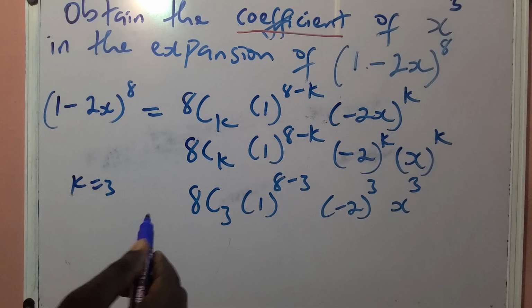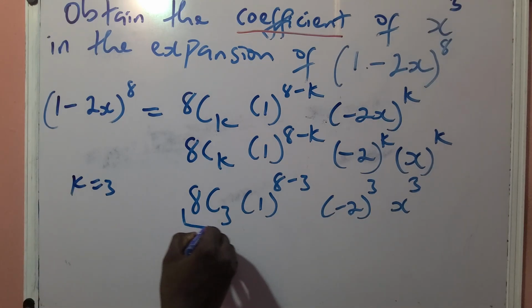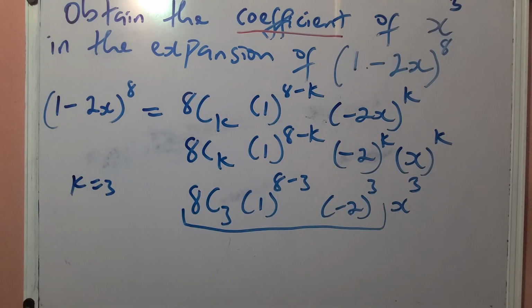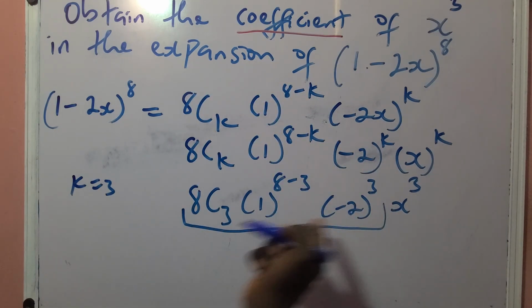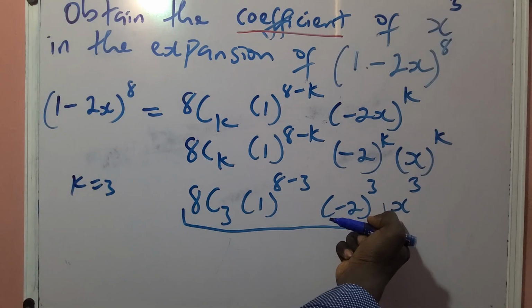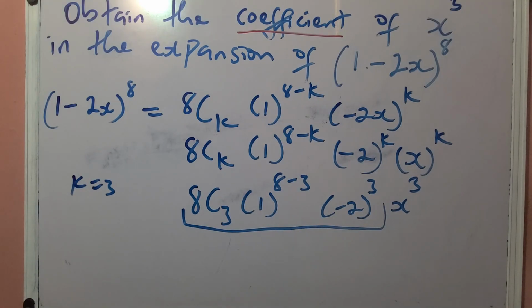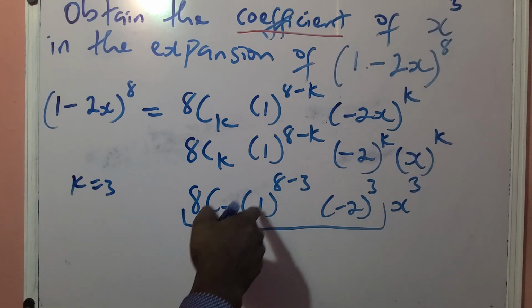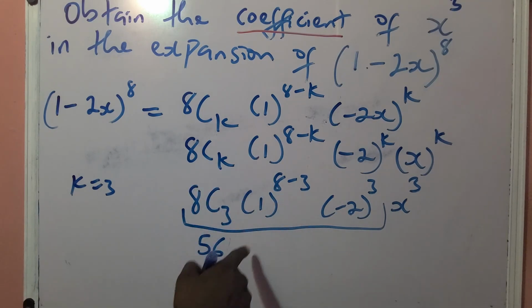So don't forget, the concept of coefficient means all these things, whatever this gives you, is your coefficient. Whatever value lies close to whatever you are told to find the coefficient of is your coefficient. So let's go on to find 8 combination 3. 8 combination 3 gives you a value of 56.